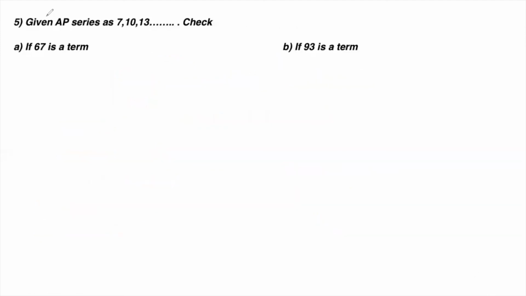In this question, it is given that we have an AP series as 7, 10, 13 and so on. We need to check if 67 is a term of this series, that is, if 67 is present in this series or not, and if 93 is a term. So let's start with part A. First we'll write down the AP series: 7, 10, 13 and so on. What would be the first term here? It would be 7. And the common difference would be 10 - 7, which equals 3. Now we need to check if 67 is a term or not.